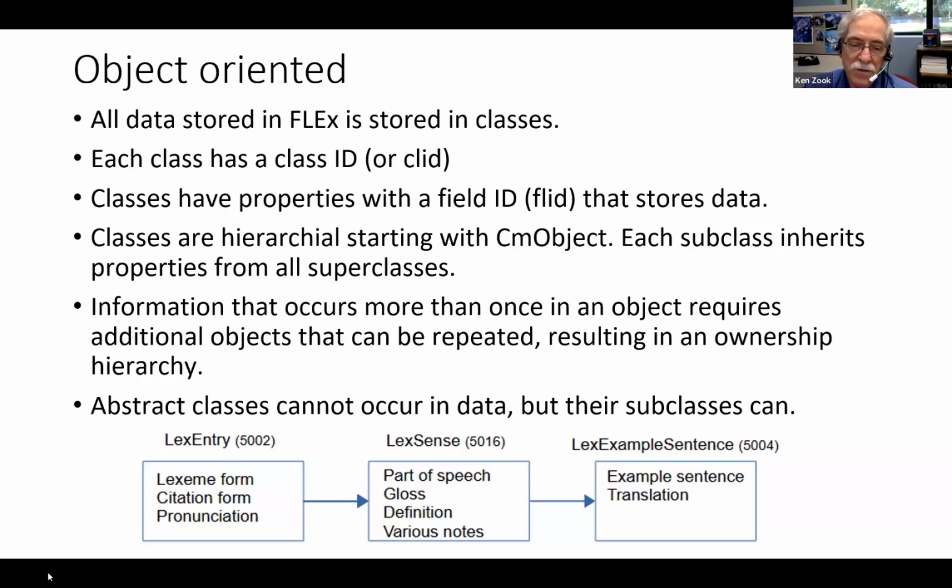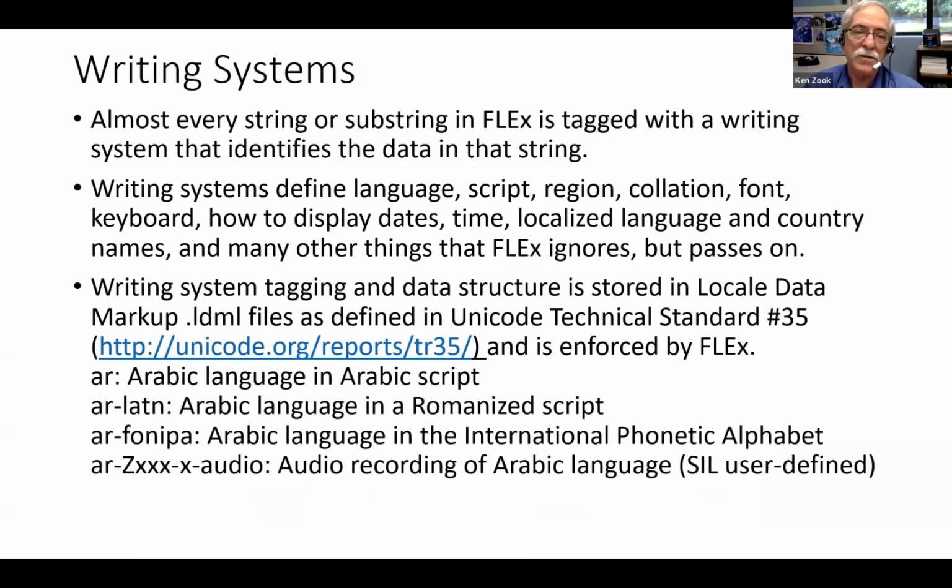So this is just a real simple object-oriented type view of a dictionary where we have lex entries that have a lexeme form, citation form, pronunciation, and then that owns one or more lex senses that have a part of speech, gloss, definition, and various notes, and that can own one or more example sentences that will have the example sentence and a translation. So this is not the Flex model. I mean, we do a lot more than that, but that gives you a brief overview.